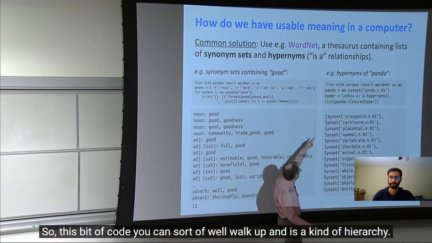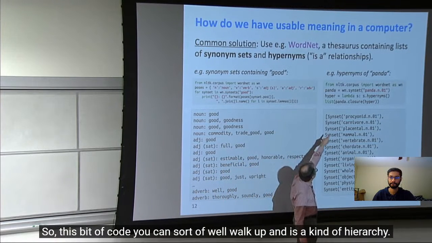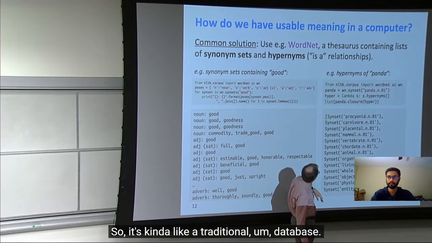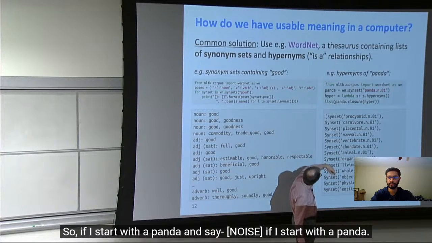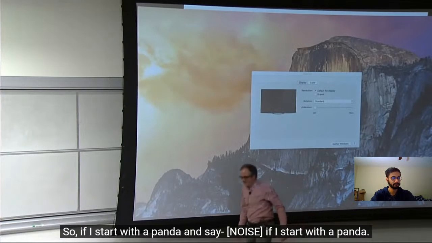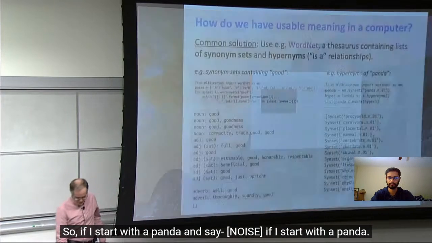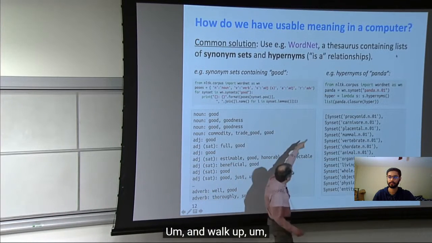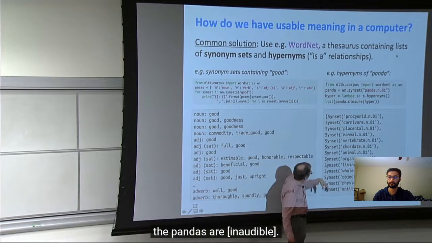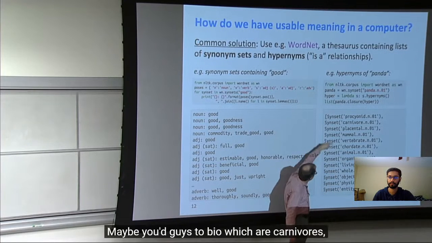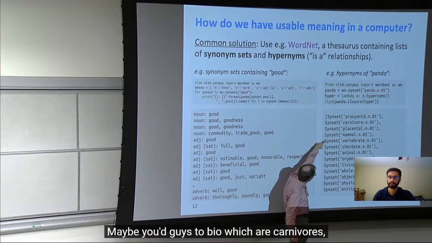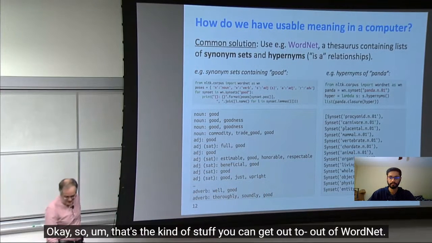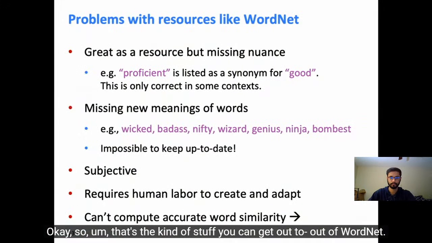With this bit of code, you can walk up an is-a-kind-of hierarchy. So it's kind of like a traditional database. If I start with a panda and walk up, pandas are procyonids. Maybe you guys did bio, which are carnivores, placentals, mammals, blah, blah, blah, blah, blah. Okay, so that's the kind of stuff you can get out of WordNet.